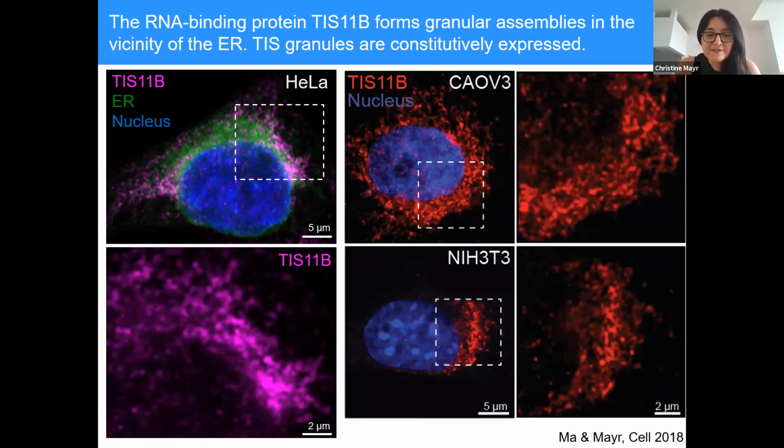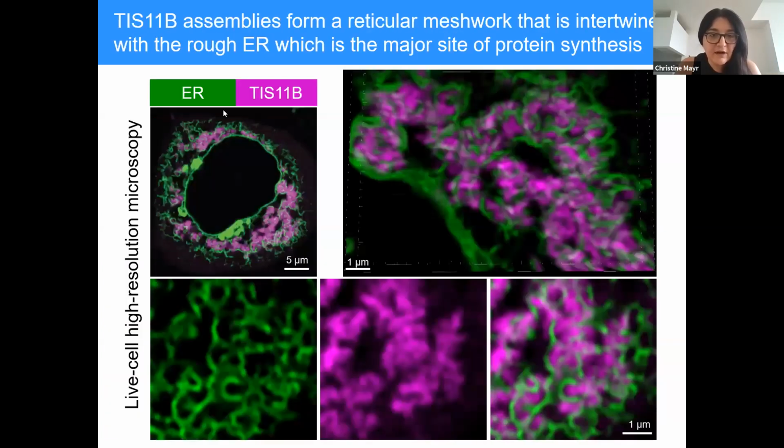But there are other cell types, like fibroblasts, where only maybe a quarter of the ER is covered by Tis11B granules. Then we wanted to have a closer look, and we turned to high resolution live cell imaging. Again, in green is the ER, and in magenta is Tis11B. Here's one cell, the black hole is the nucleus, and you really see it forms these reticular assemblies that are intertwined with the ER.